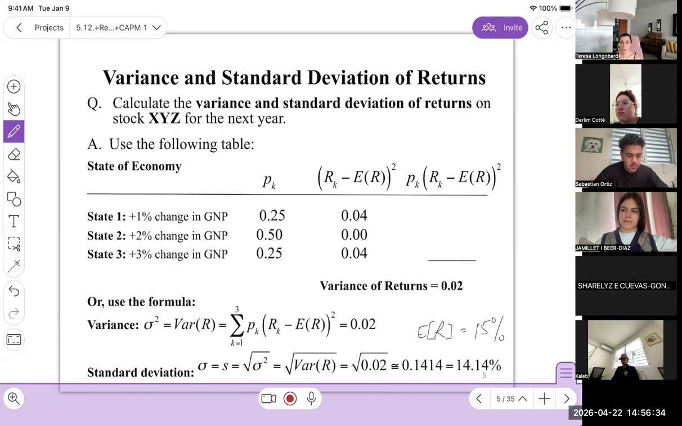So you're going to be close to no return. There's a 68% chance of being between negative 1% and almost 30%. So it's quite spread out and volatile.